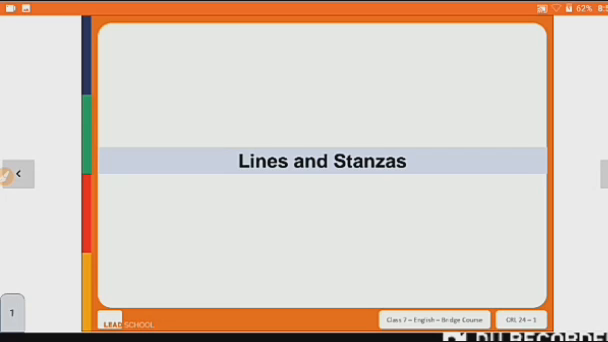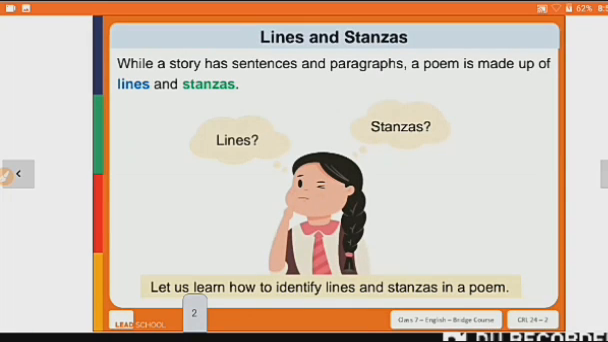So students, from today onwards, we are moving with our very new topic, and that is poem, right? Because our next worksheet is about the poem. So first of all, we have to understand the lines and stanzas. Let's see what is line and what is stanza. While a story has sentences and paragraphs, a poem is made up of lines and stanzas.